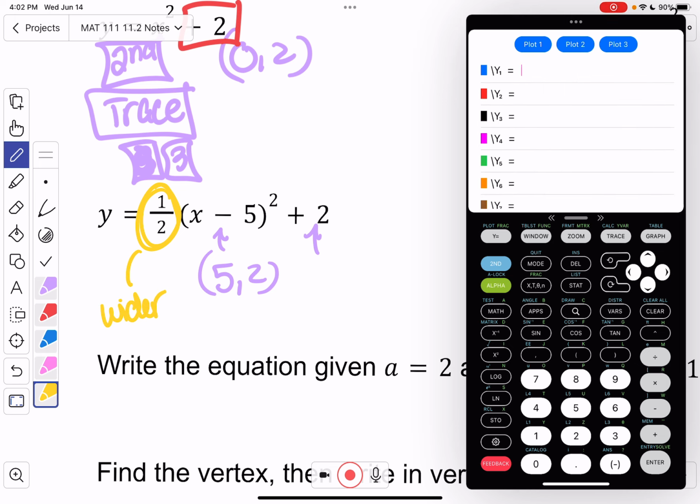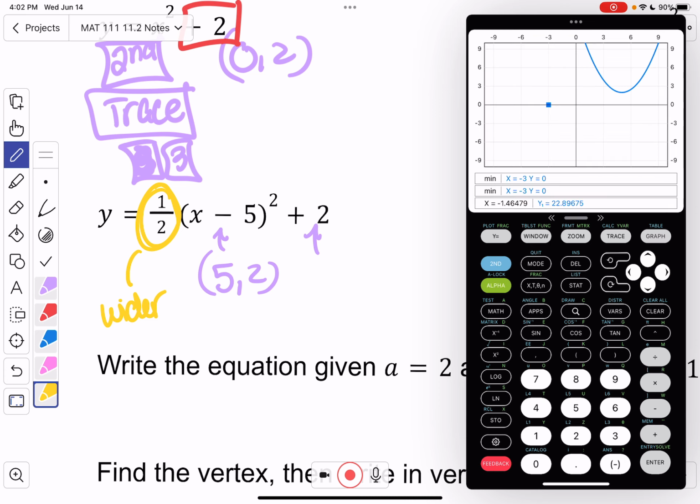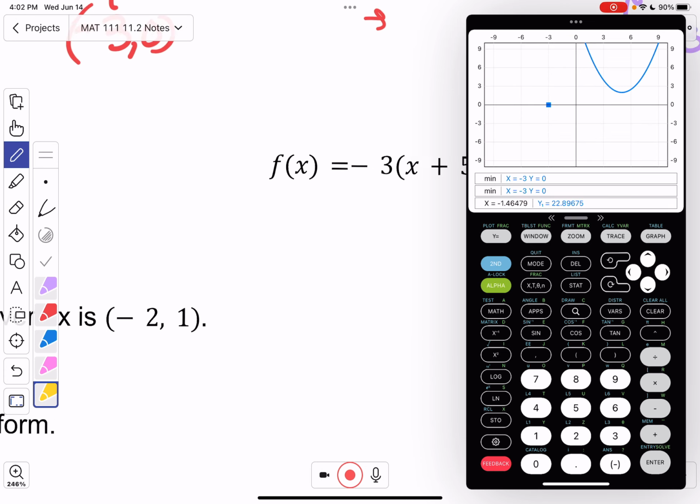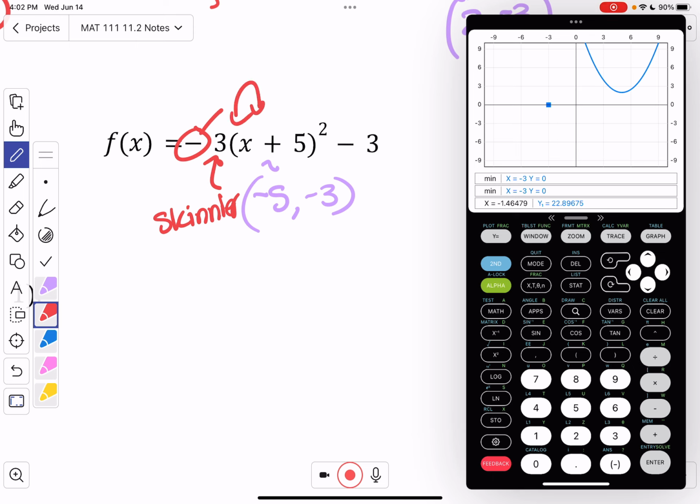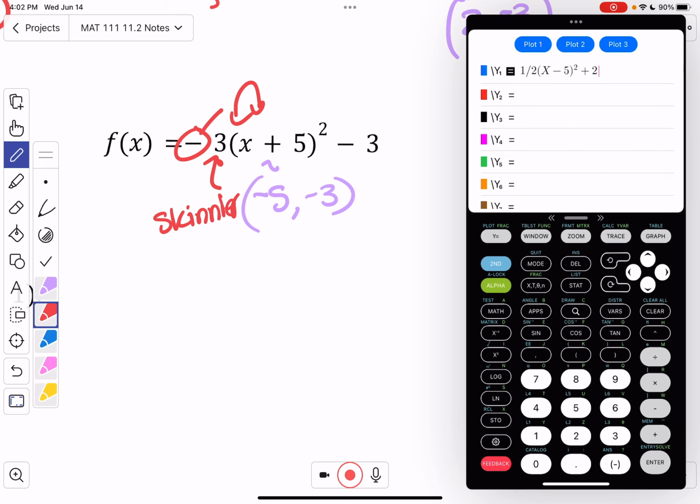Let's check it out. So we have 1/2 (x minus 5) squared plus 2. That is, in fact, wider than the original. All right, so this last one, -5, -3 is our vertex. This is going to make it skinnier or more narrow, and this is going to flip it so that it points down. That's using the rules.